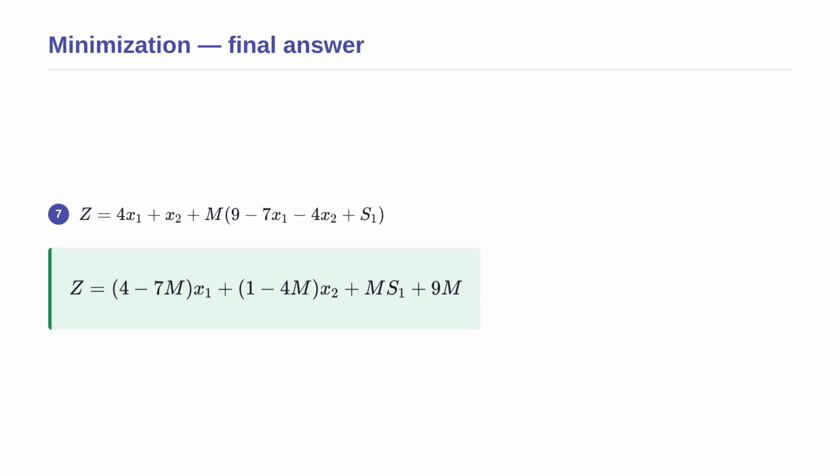Let us look at the final result of this substitution. By expanding the m penalty across the expression, we mathematically link the massive penalty to the real variables. This gives us a final simplified objective function, ready for the simplex tableau. In a minimization problem, the algorithm looks for the most negative coefficient to decide which variable to increase first. Because m is infinitely large, the term minus 7m is extremely negative, making x1 the most attractive choice. By bringing x1 into the solution, the algorithm will rapidly slash the massive 9m penalty.